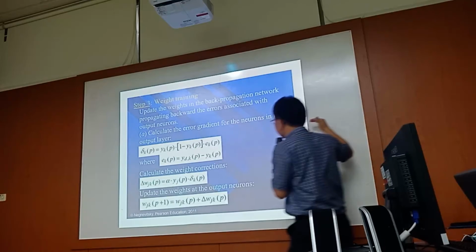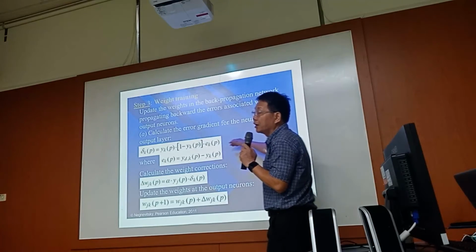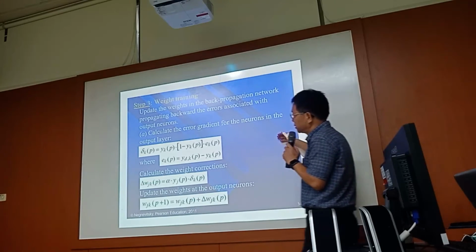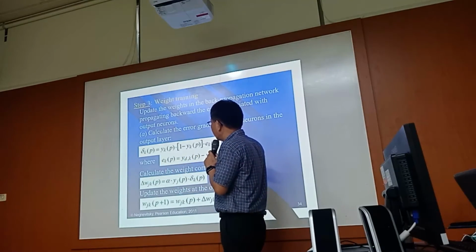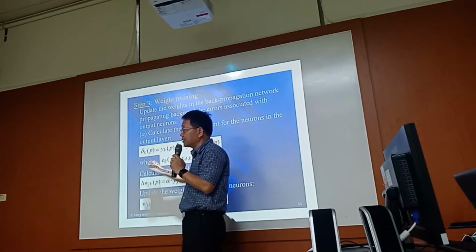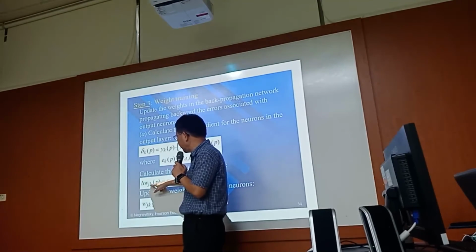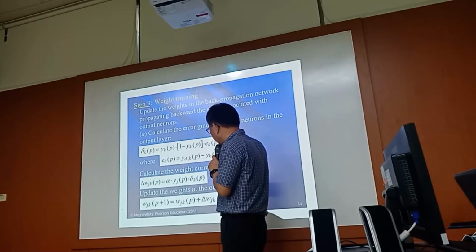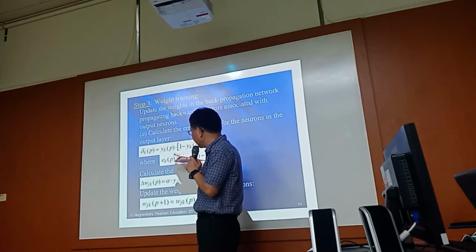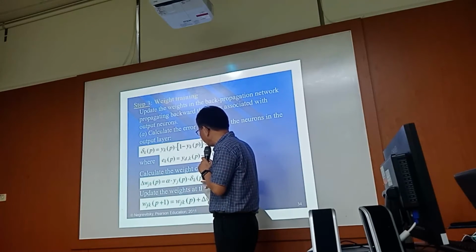Because now the training direction is from output to input. In our training, we hope the error is minimum. So this formula is just based on the backpropagation method, and then we can update the weight. The weight change is alpha multiplied by yj, and then multiplied by delta k.